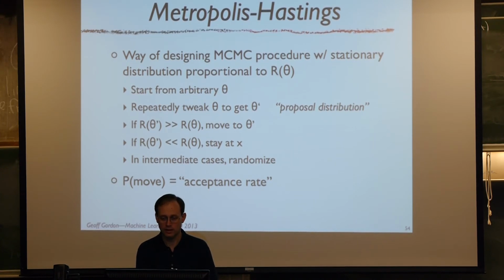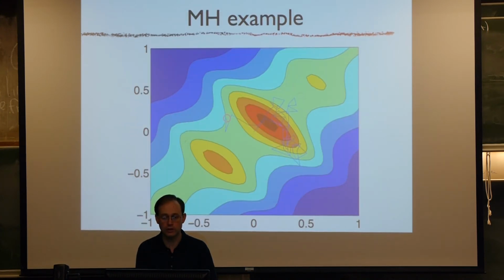And our freedom in applying it is just selecting what the proposal distribution is. After we select the proposal distribution, everything else has been worked out for us, right? A typical example of a proposal distribution would be just a small Gaussian perturbation to your parameter vector. So if you do that, you get an example like this, right?